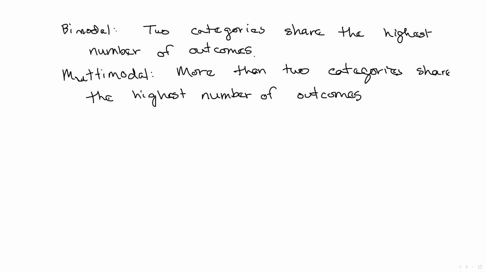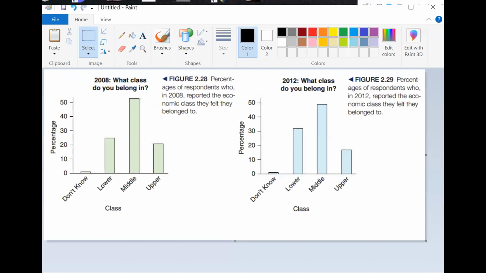Let's look at a graph and talk about this for a second. Here you can see we've got two different distributions. These are both categorical. They represent the percent of respondents who chose what they thought their economic class was in 2008 versus in 2012. Some say they didn't know, some say lower class, some say middle class, and some say upper class. And the same for 2012: don't know, lower class, middle class, upper class.